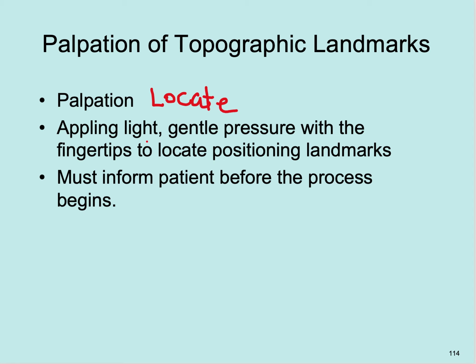So apply light, gentle pressure, light, gentle palpation with your fingertips to locate those positioning landmarks. You must inform your patient before the process because you don't want somebody just coming up and palpating all over you without saying, hey, I am going to locate this bone for positioning. Is it okay if I locate this bone for positioning? Is it okay if I locate for my position? So always inform your patient what's going on.